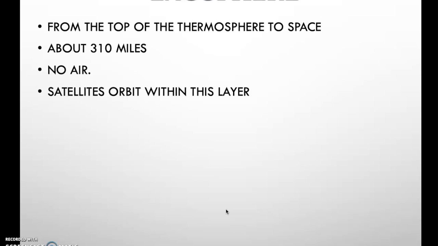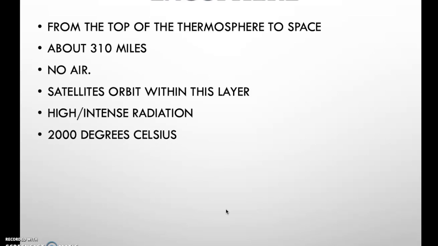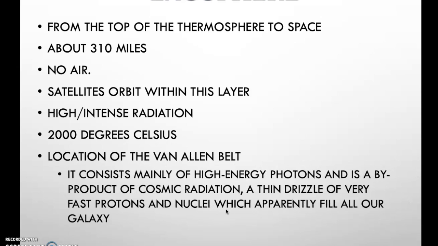This is the layer where satellites typically orbit the Earth. Because there's no air, there is no friction between the satellites and air molecules, which allows them to safely orbit without heating up due to friction and being destroyed. There's high intense radiation in this layer, and it's extremely hot, roughly 2,000 degrees, because there is nothing protecting this layer against the sun's radiation. And then finally, you would be in outer space. So that is the Earth's atmosphere and all of its layers and what makes it up.